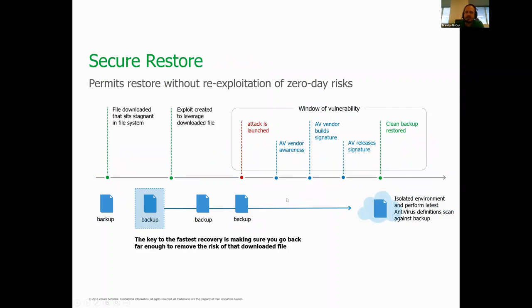This is just showing, as a diagram, what I was mentioning. The backup sits stagnant. We don't see it for some time. Maybe that's why your antivirus software didn't pick it up, because it hadn't been launched and we weren't able to recognize it. Once we are able to recognize it, we have the ability to isolate those and have a couple options of restore.